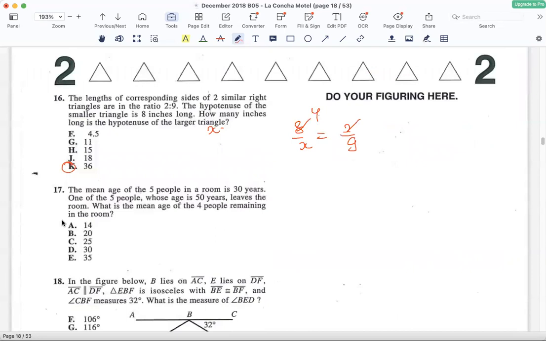The mean age of the 5 people in a room is 30 years. One of the 5 people, whose age is 50 years, leaves the room. What is the mean age of the 4 people remaining in the room? So the total for these 5 people is 150, 5 into 30, and you subtract 50 for this person. So that's the total of the remaining 4 people, and that divided by 4 is the mean. So 100 by 4, which is 25.